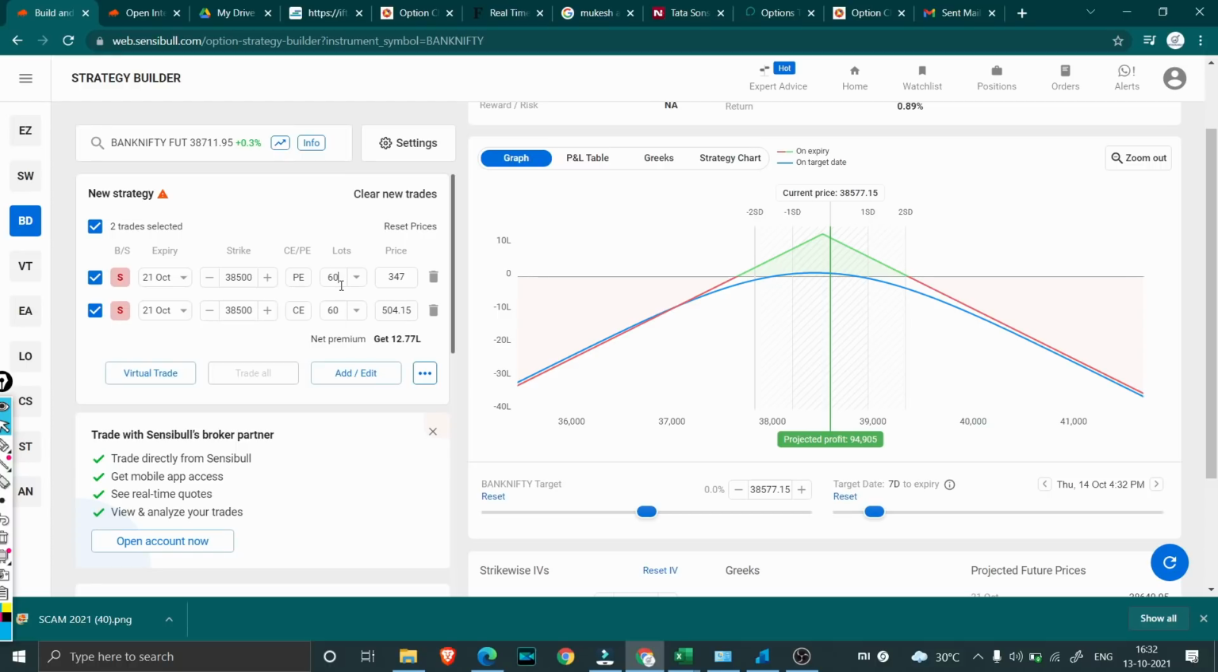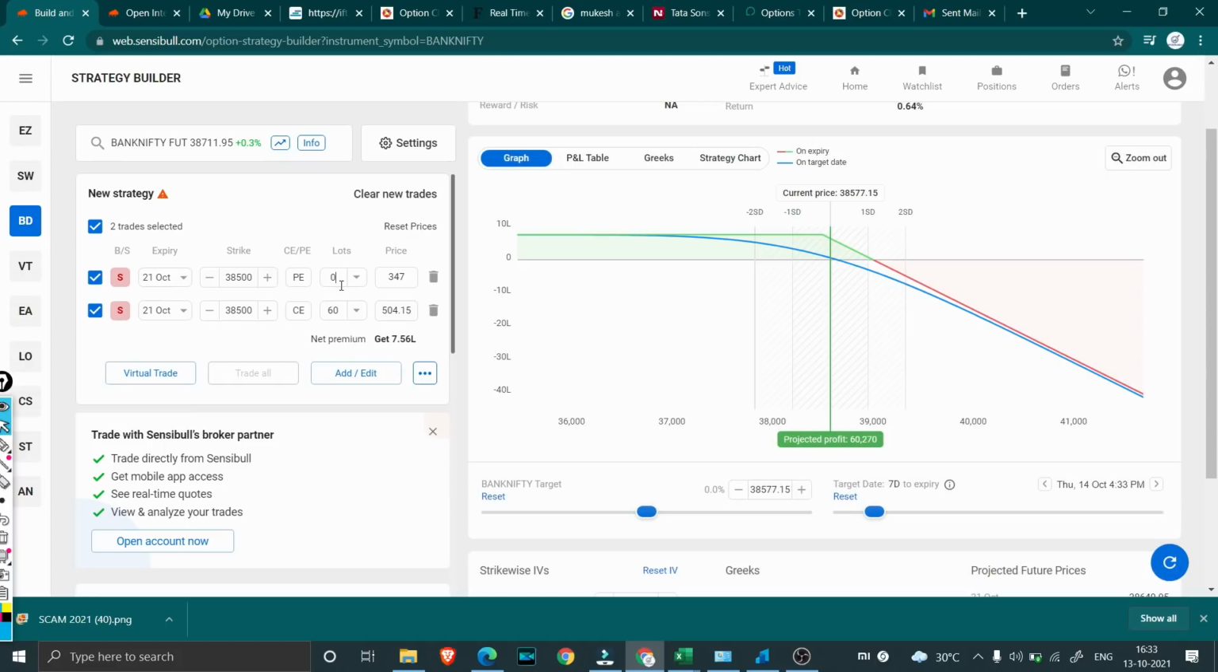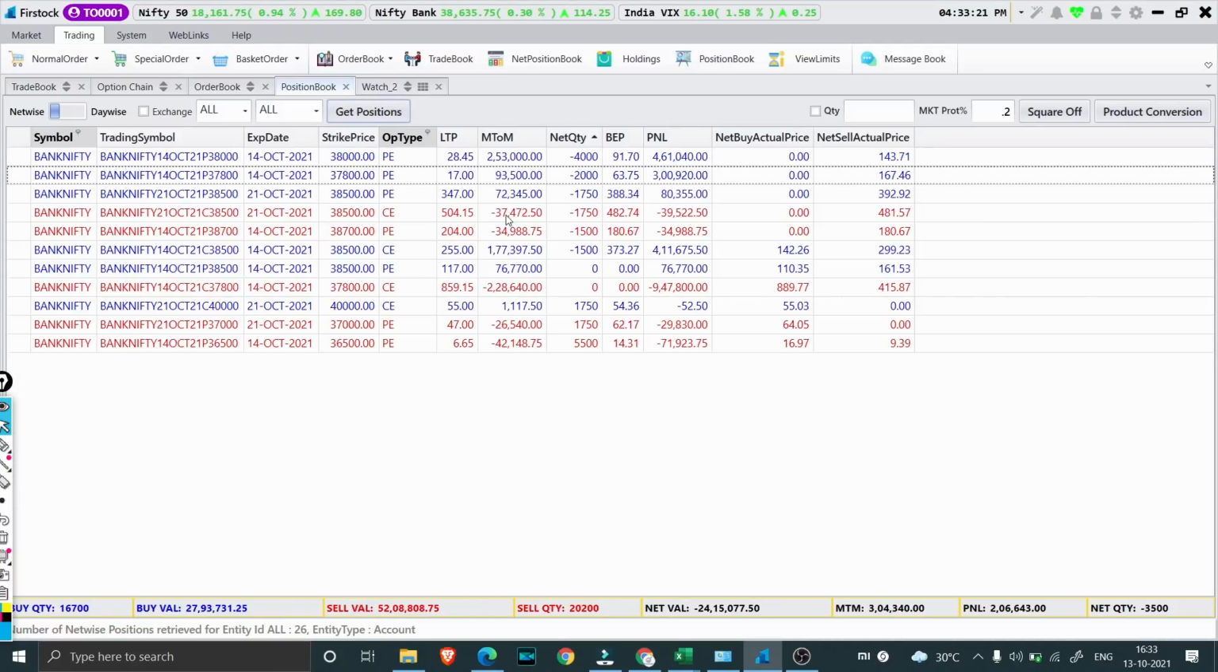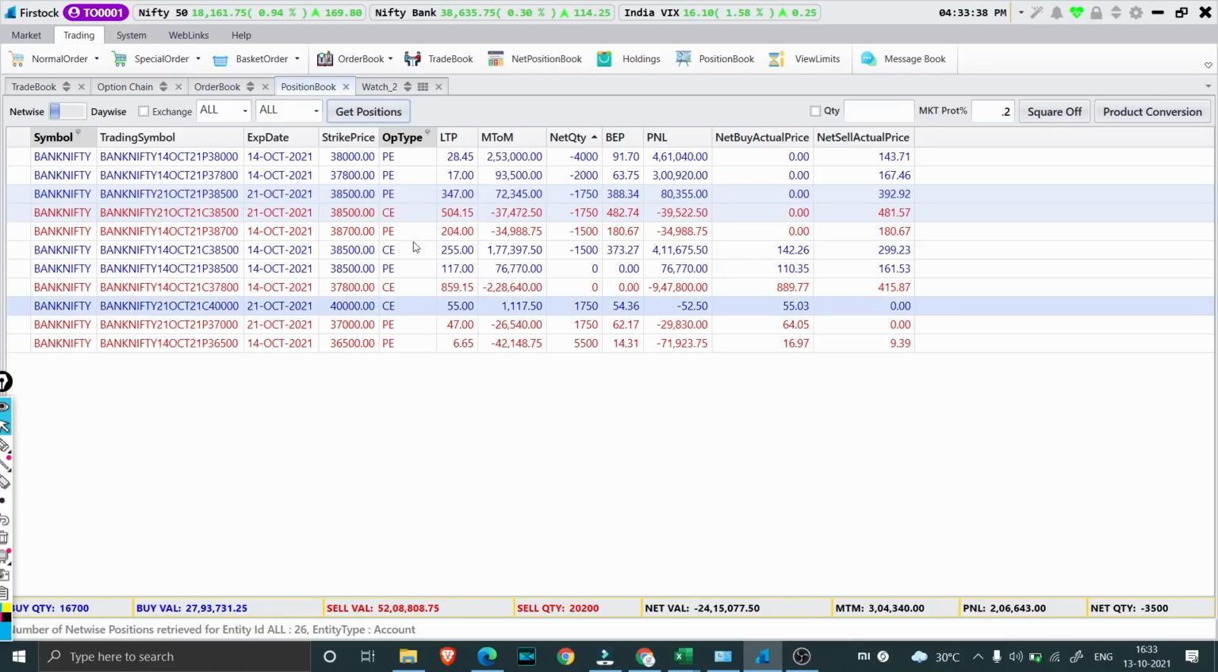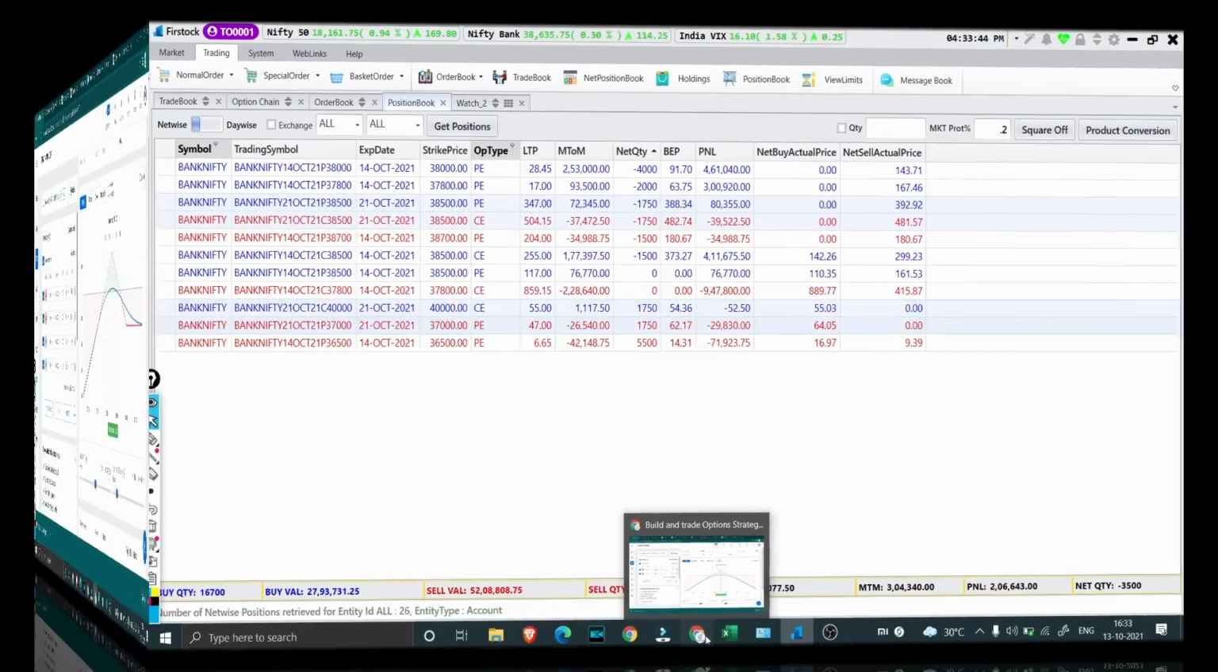So for the same reason, we have done this 38,500 short straddle, where we have shorted somewhere around 1,750 quantity, or that is going to come somewhere close to 70 lots. So let me just show that to you. That is this as well as this. So these are the two short straddles, and this has been hedged with 40,000 as well as 37,000 put option. So I will just add those two as well to this.